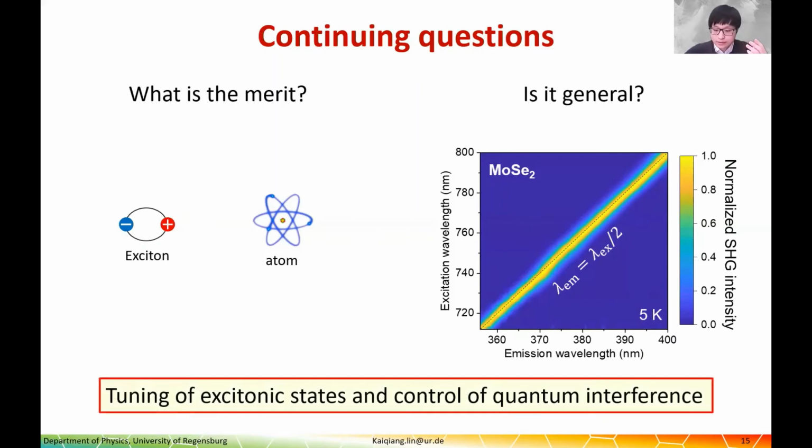So in the following, I would like to try to answer these questions by showing you the tuning of the excitonic state and control of the quantum interference. Because in atoms, we know that the state energies are given by nature. We cannot really tune them. But in an excitonic system, we can tune them in many different approaches.